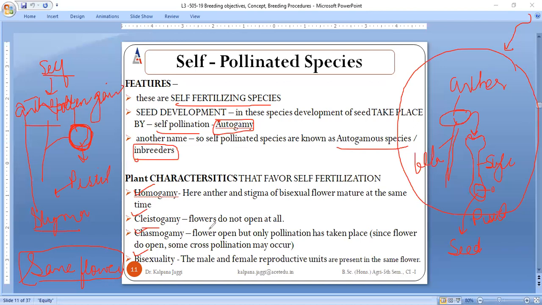So this is cleistogamy. Next is chasmogamy. In chasmogamy, flower is opening, but it has one condition. Once internal fertilization has taken place, then there are certain chances like flower will open. And in this particular case, there are chances like small amount of cross pollination may take place. And the very important and the last one, flower is having both the units, that means male and female reproductive units, in the same flower. So this is also the reason they need not look for the pollination on another flower. So these are the features of self-pollinated species. And these are the characteristics that favor self-pollination.